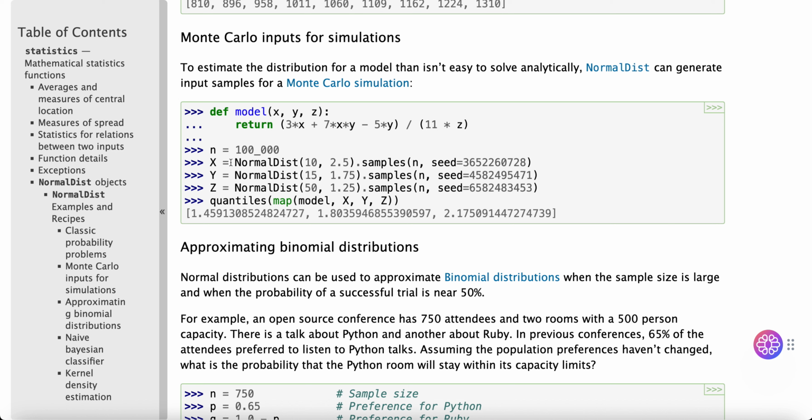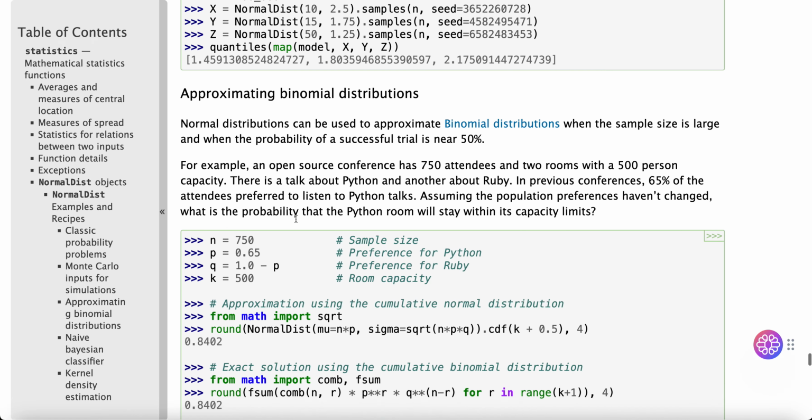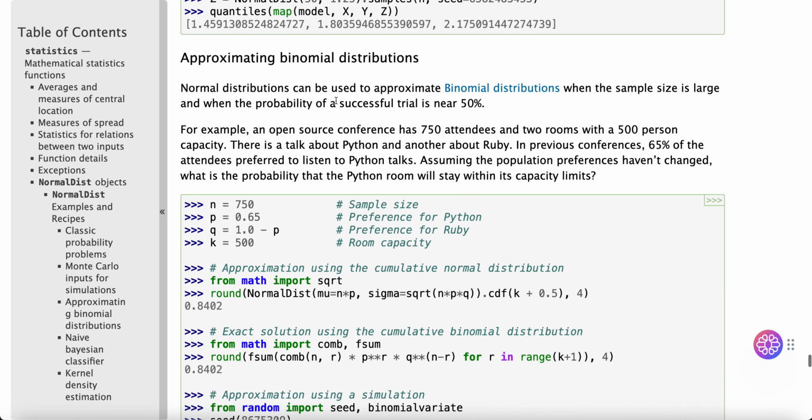n = 100,000. X is equal to normal distribution 10, 2.5, samples, and seed this. Y is equal to normal distribution 15, 1.75, samples. Z is equal to normal distribution 50, 1.25, samples. Quantiles of map model x, y, z.